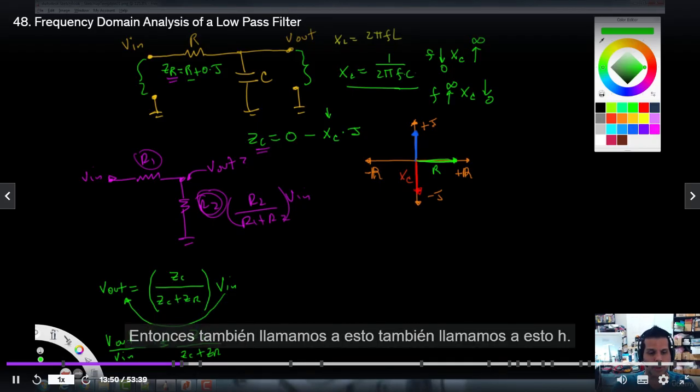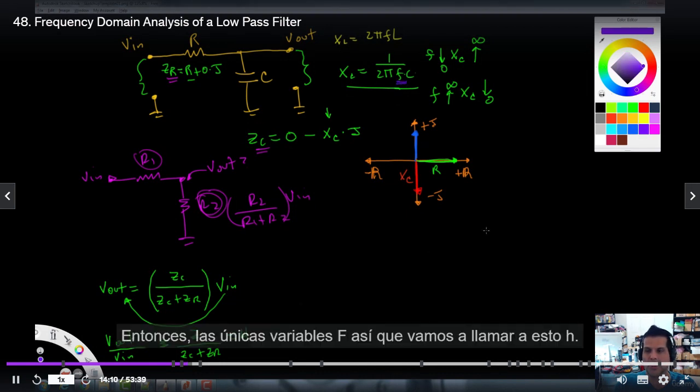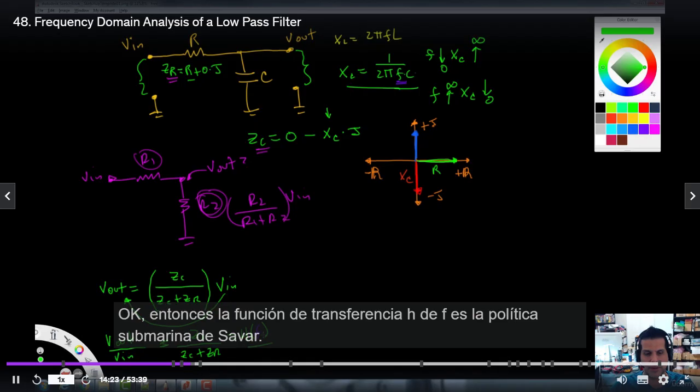We also call this H. Now here's the interesting part of this: the only variable in the impedance is not R, it's not C, it's f. So the only variable is f. So we're going to call this H sub f, and let me make that purple. H sub f. Okay, so the transfer function H sub f is Z sub C over Z sub C plus Z sub R.